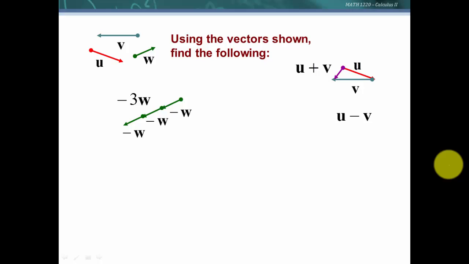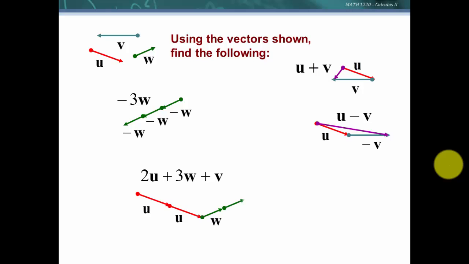If we wanted u minus v, we would take u, but we would put v on the end, and we would have it go the opposite direction because of the negative on the v, and then where we started to where we stopped, there is u minus v. So if we had several of these operations, we just simply do that. We're going to take 2u, and then on the tip of that, we are going to add on 3w. And then on the tip of that, we are going to add on v.